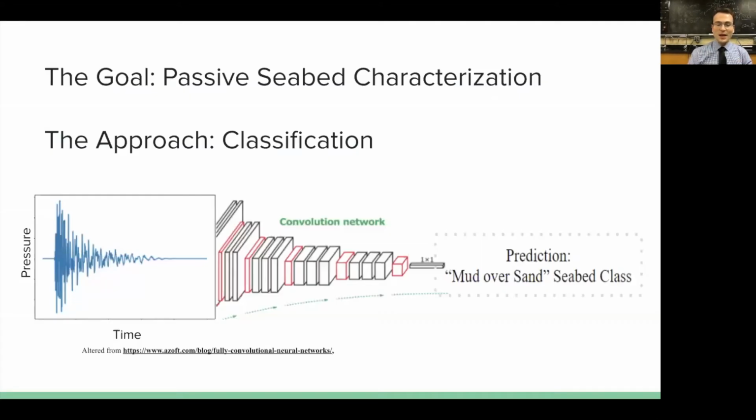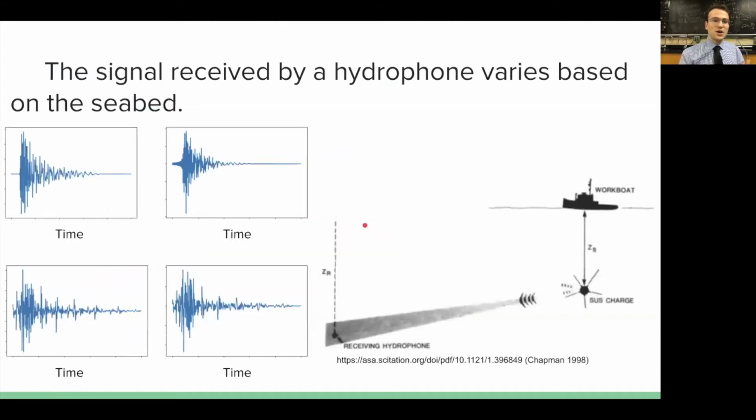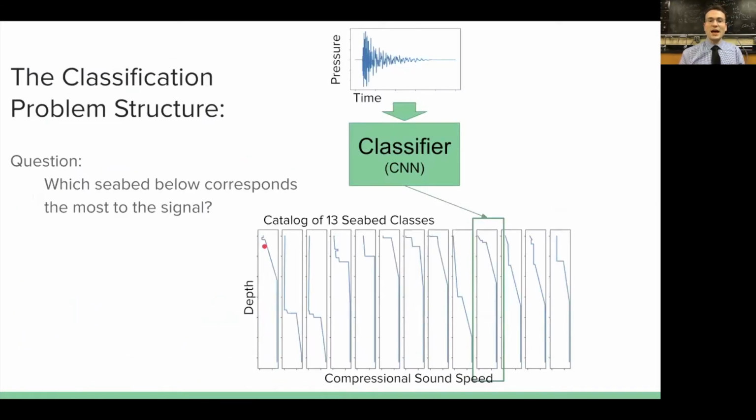And so if we're doing passive seabed characterization, we want to be listening to a pulse waveform from a SUS charge, a 1-second waveform. We want to have a convolutional neural network that can predict from that waveform what kind of seabed impacted its propagation. Maybe it was a muddy seabed, maybe it was a sandy seabed. So you've got different shapes of propagated pulses, and you've got your SUS charge and you've got your receiving hydrophone, and they'll sound different. We want a classifier to hear that and predict a class of seabed type that is similar to what the propagated pulse would have experienced.